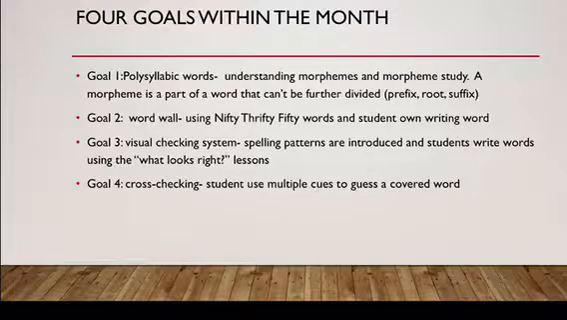Goal 1 is where you will find the Nifty Thrifty 50 activity. You will go deeper into that in a few slides. This is where students study prefixes, root words, and suffixes. Goal 2 involves the use of a word wall in your classroom. The word wall will consist of words from the student's own writing and the Nifty Thrifty 50 words. Goal 3 teaches students to self-monitor while writing, and Goal 4 teaches students to cross-check and use what they know while reading.